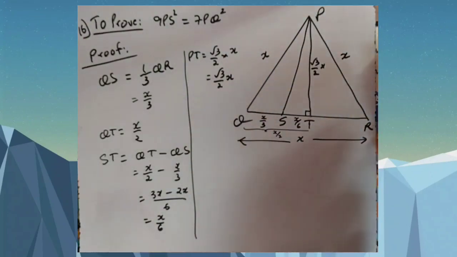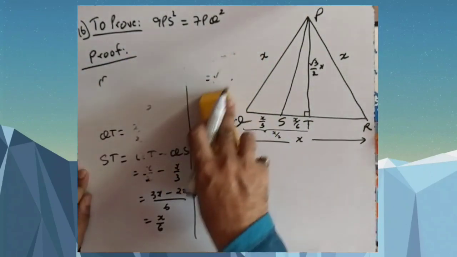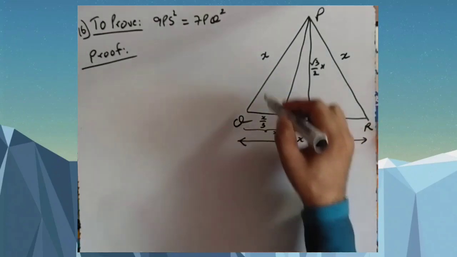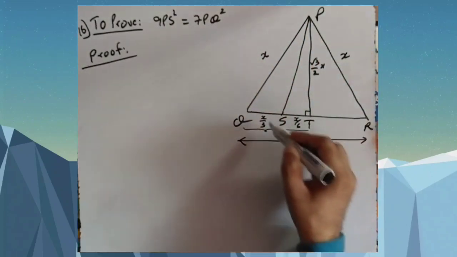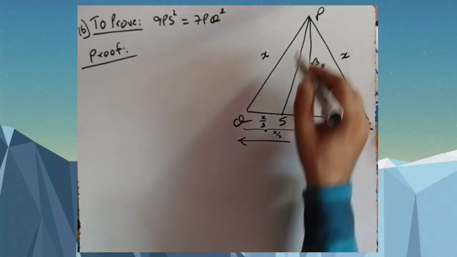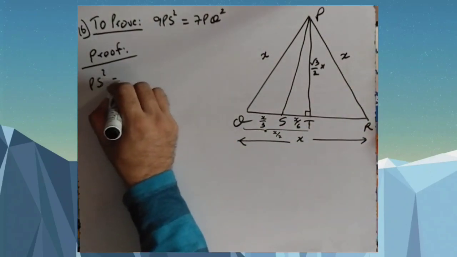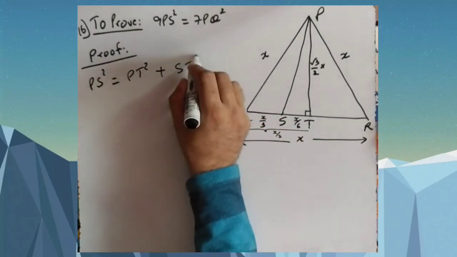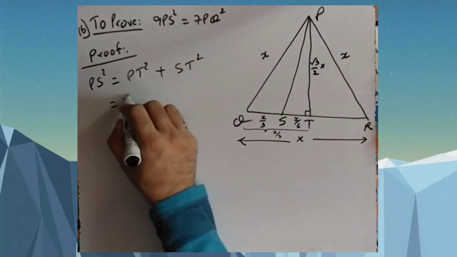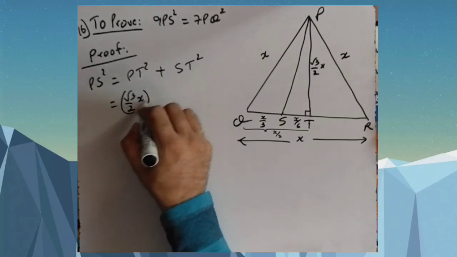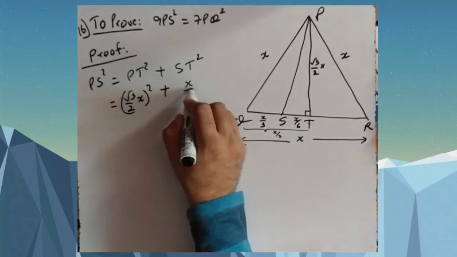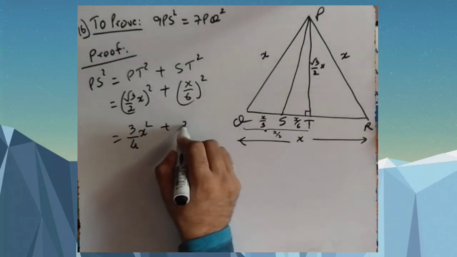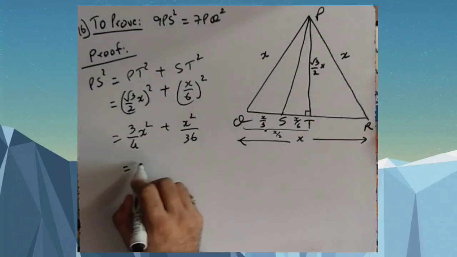Now in order to find out PS, we will apply Pythagoras theorem in right angle triangle PTS. By Pythagoras theorem, PS square is equal to PT square plus ST square. PT is √3 upon 2x the whole square, ST is x upon 6 the whole square. 3 upon 4x square plus x square upon 36.